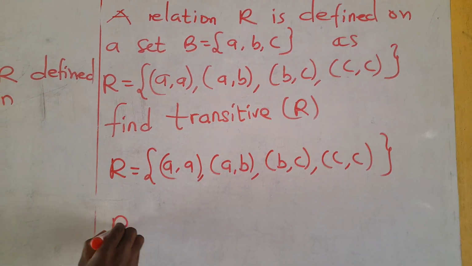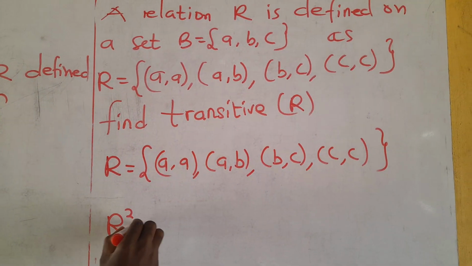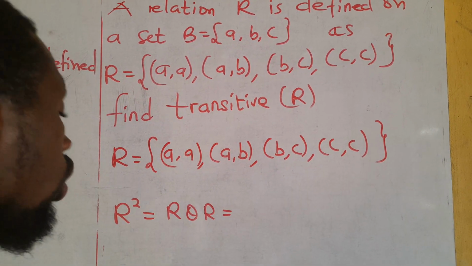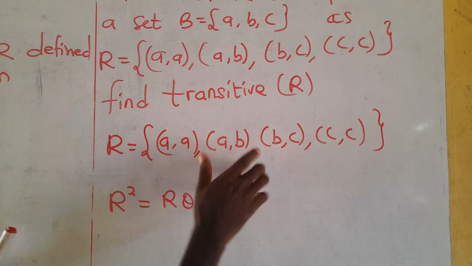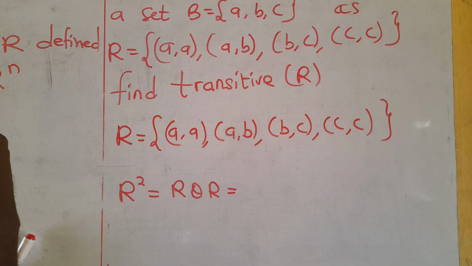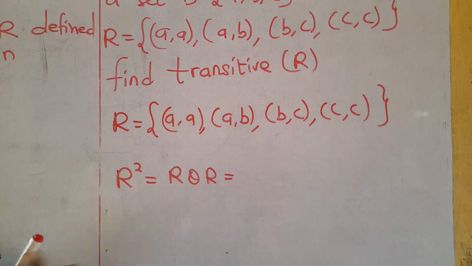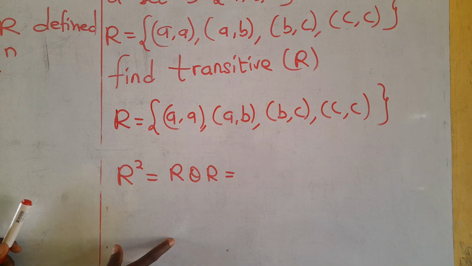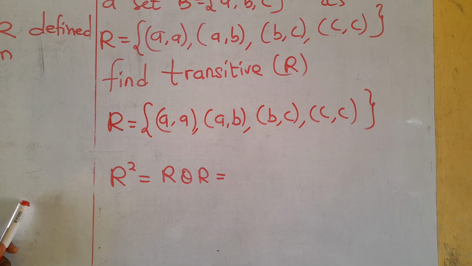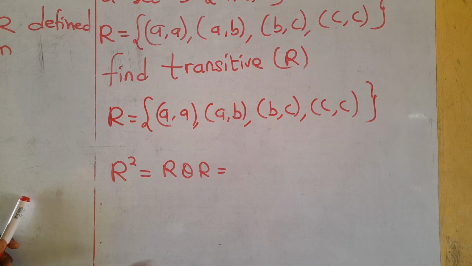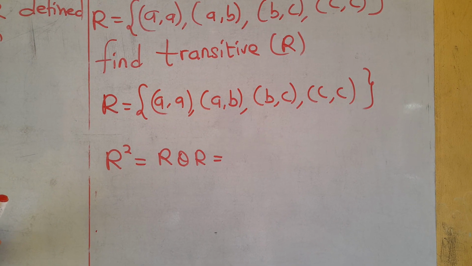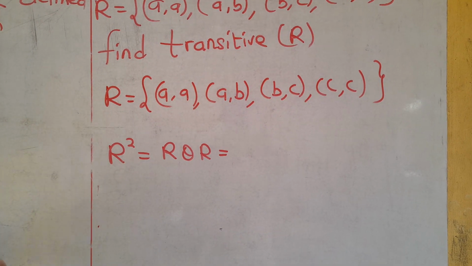Now we need to find R squared. And R squared, remember, is equal to R composite R. How do we find R composite R? We pair each of these ordered pairs against each other. Please check out my videos on power relations on YouTube. Then, if the first element of one ordered pair relates to the second element of the second ordered pair, then the first element in the second ordered pair will relate to the second element in the first ordered pair. So how do we do that?